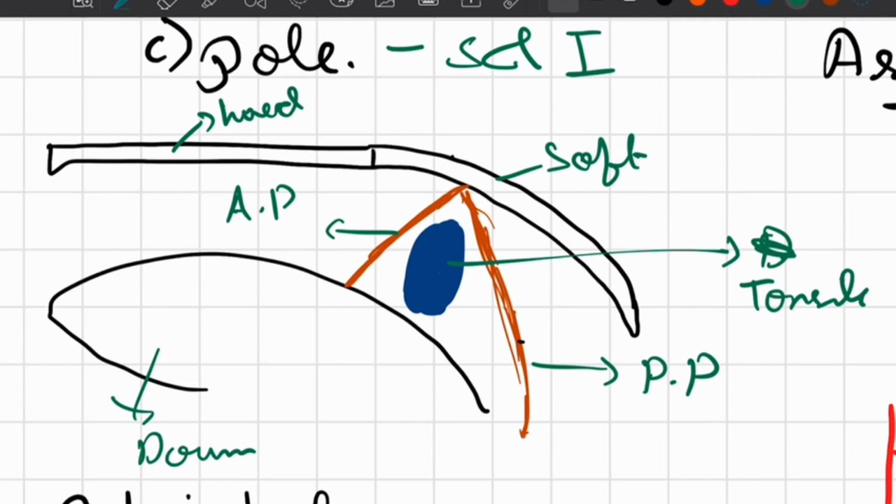From this we can see the anterior border is related to the anterior pillar, and the posterior border is related to the posterior pillar. The anterior pillar is formed by the palatoglossus muscle along with its arch, and the posterior pillar is formed by the palatopharyngeal muscle. Superiorly it is related to the soft palate, inferiorly to the dorsum of the tongue.